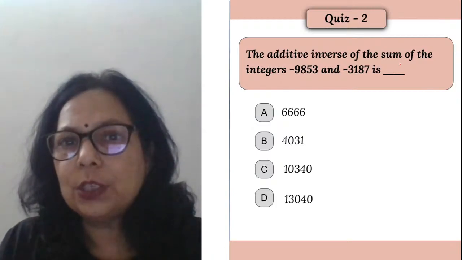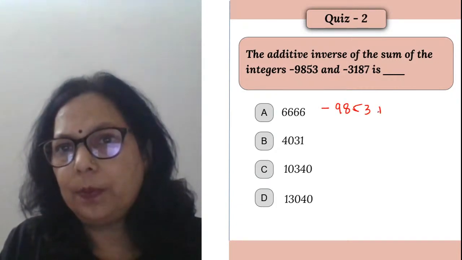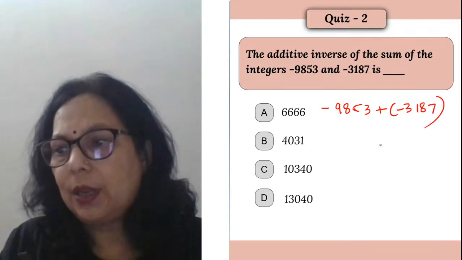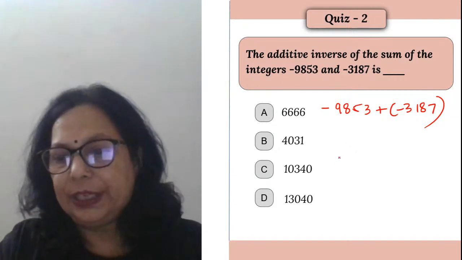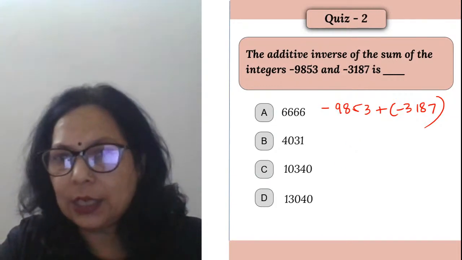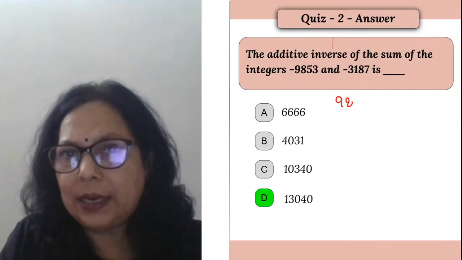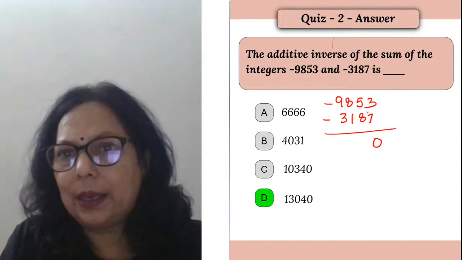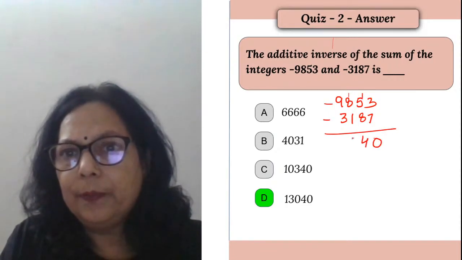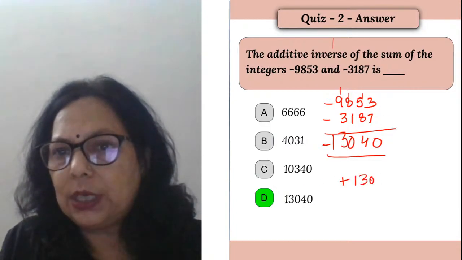The additive inverse of the sum of integers. First you add these integers, minus 9853 plus minus 3187. Add them, and then what is the additive inverse of these two integers? Navya, Anjali, Yash all say option D. Yes, it is option D because first they will be added with the negative sign. Both are negative. When you add them, you get minus 13040, but it is negative. So since it is negative, its additive inverse will be plus 13040.